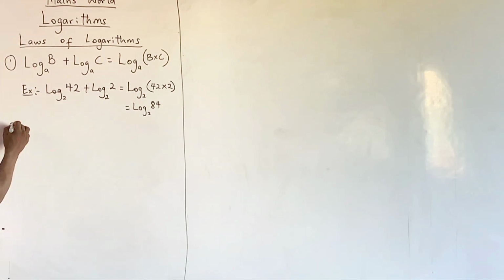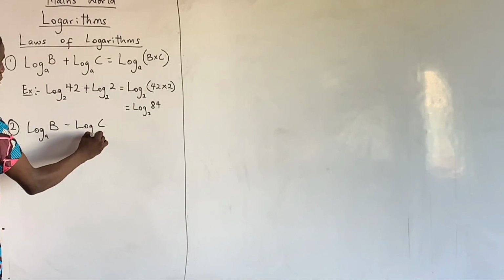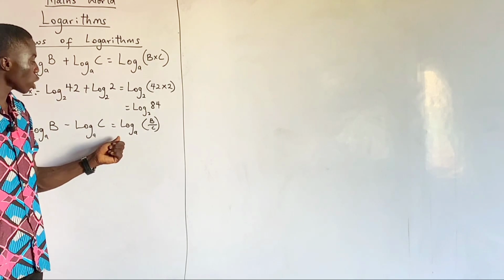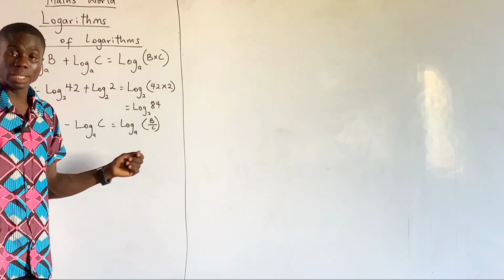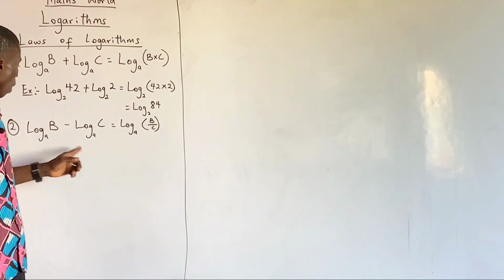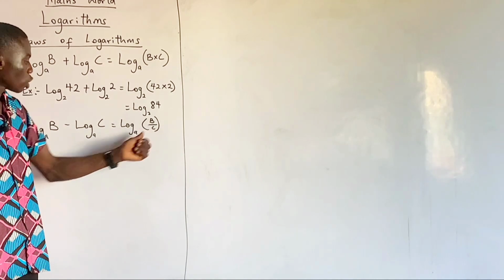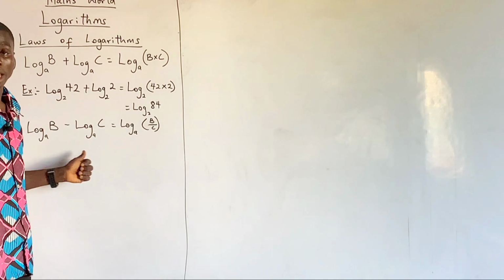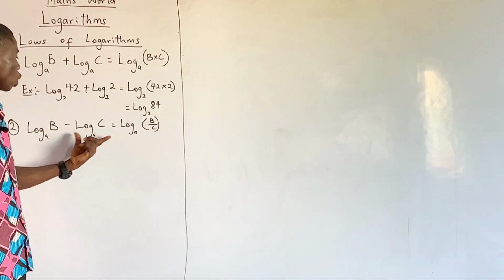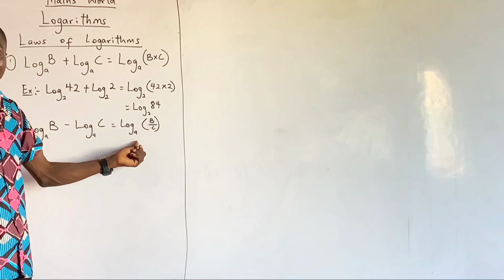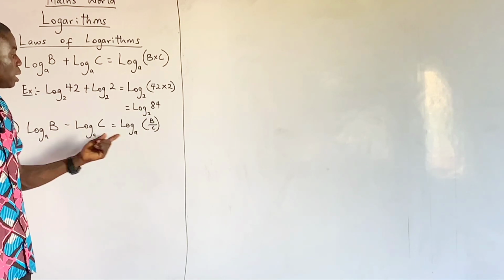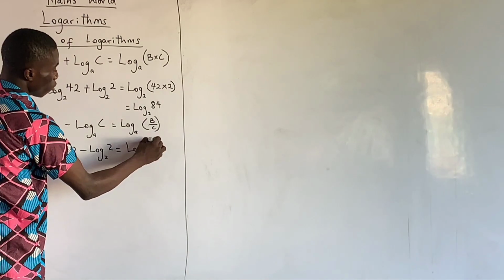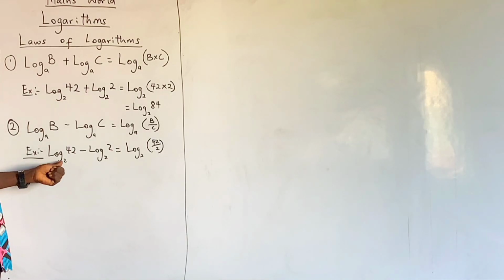The second law states that log b base a minus log c base a equals log b over c base a. It's the same thing as this, but minus changes to division. But note this very well, whenever they have the same base, just take only one log base out and divide the numbers. So let me give you one example. It will become log 42 over 2.